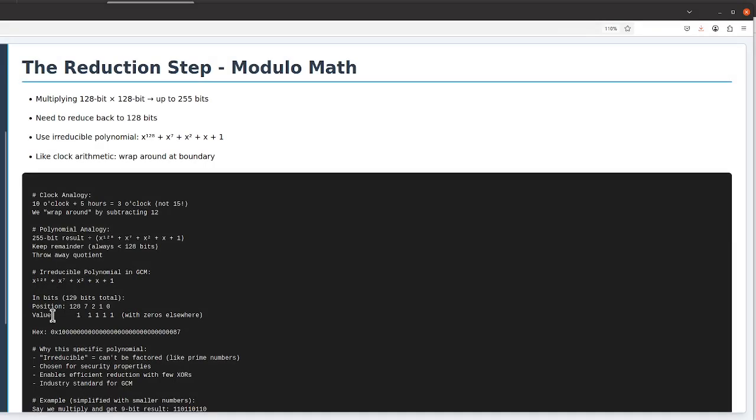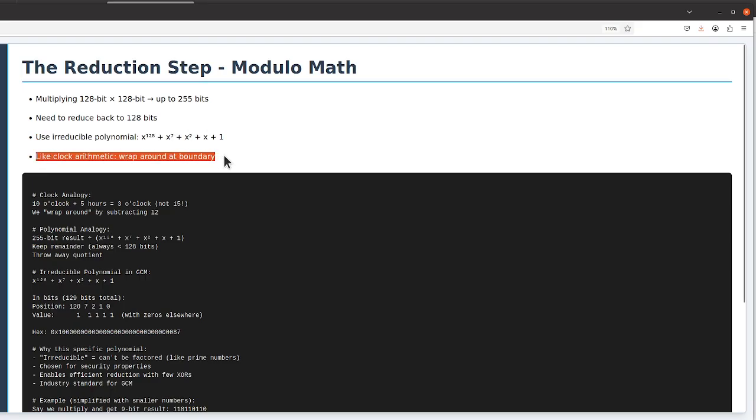The reduction step keeping results small. When we multiply two 128-bit polynomials, the result can be up to 255 bits long. That's too big. We need to reduce it back to 128 bits. This is where the irreducible polynomial comes in. Let me explain this step by step without assuming any prior knowledge. Think of it like clock arithmetic.